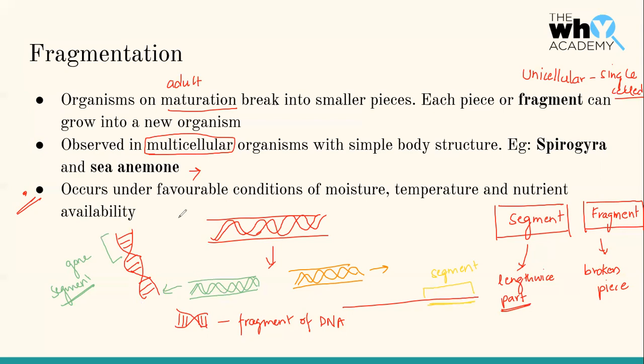Those conditions might be different for different organisms. Plants might need water, sunlight, soil. Spores might need drier conditions, or they might need more sunlight, something like that. So it is different in different organisms, but the favorable condition idea will remain the same. Only then will reproduction occur, because if the conditions are not favorable, it would mean the species would not be able to survive. So it occurs under favorable conditions of moisture, temperature, and nutrient availability.